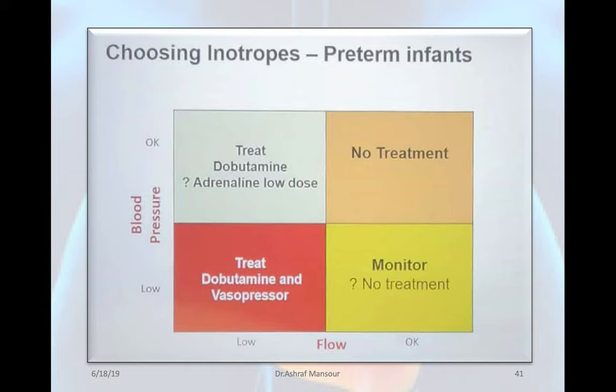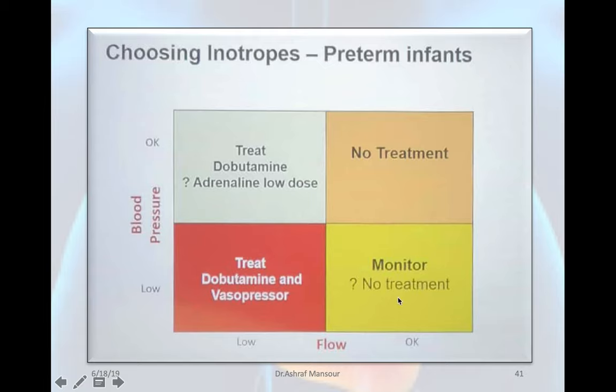So how to choose the inotrope in a preterm baby? If your blood pressure is accepted or not accepted. If it is accepted, either no treatment at all, or if you want to treat early, you can use dobutamine or adrenaline, but low dose. But if you have the blood pressure low and you want to increase it, you need something to increase the cardiac output by increasing the contractility, so you treat with dobutamine and then vasopressor, or don't treat and just continue to monitor them.